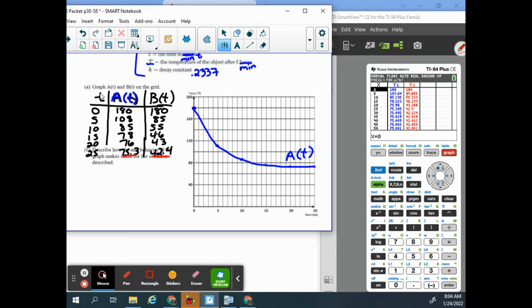And my B of t graph starts at the same place, but we see it pretty dramatically decreases and it breaks away from the blue graph. It comes down to 55 here, and 46, and 43. So 46 should probably be a little lower there, 43, and 42.4.